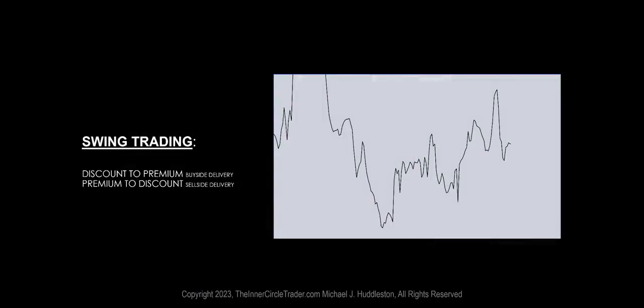All right, so I guess in a lot of ways, this is just basically my interpretation and creating a language around swing trading. Now, when I say swing trading, what I'm referring to is if I'm bullish, I'm trading from discount to premium, riding the coattails of buy side delivery. If I'm bearish, I'm trading from premium to discount, riding the coattails of sell side delivery. Now, when I mention buy side and sell side, you're thinking liquidity. And I'm going to draw a distinction between the liquidity and the delivery.